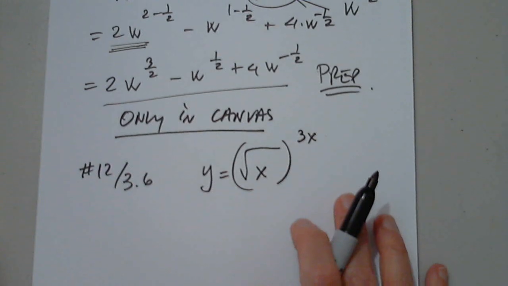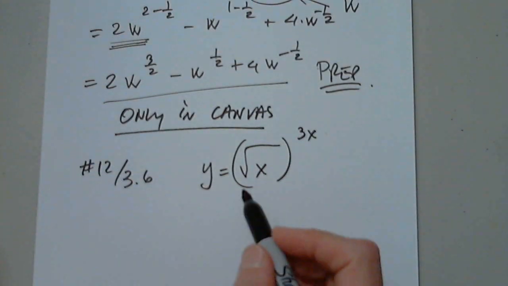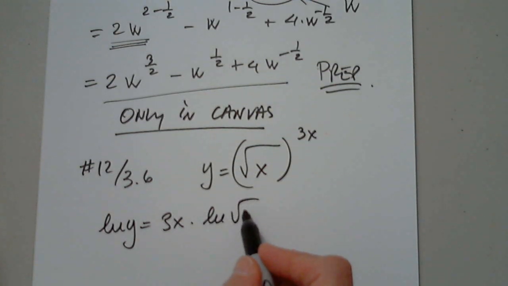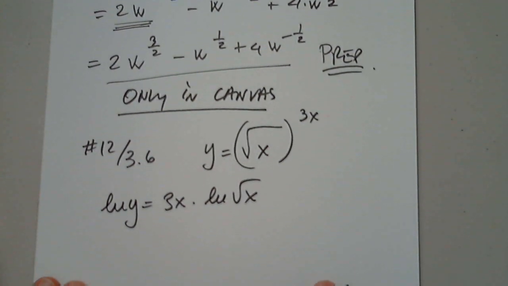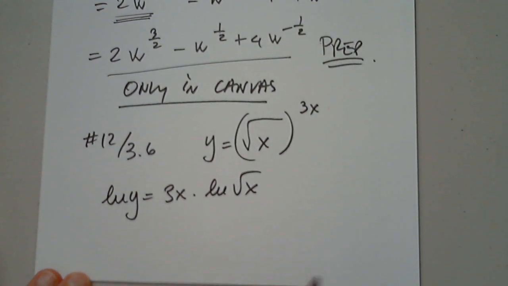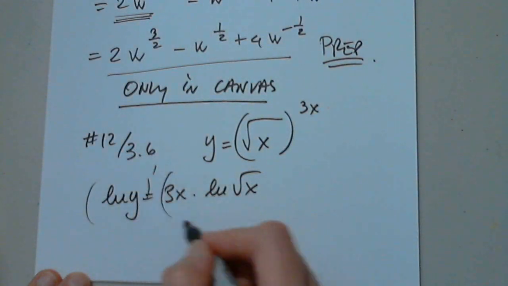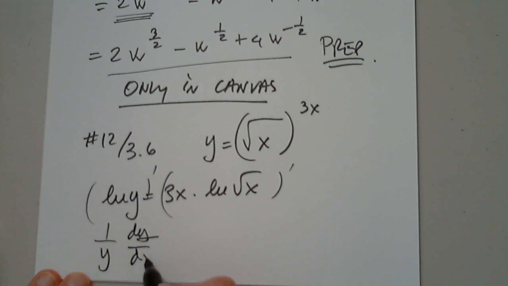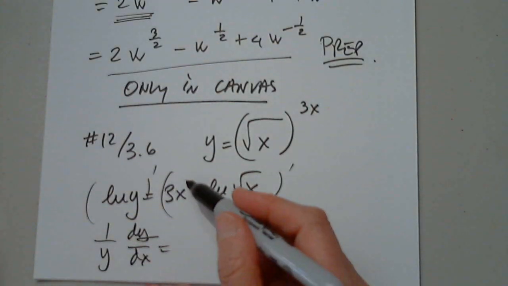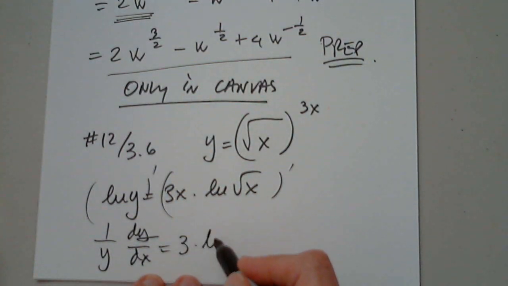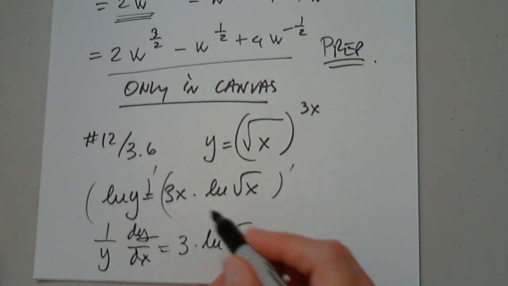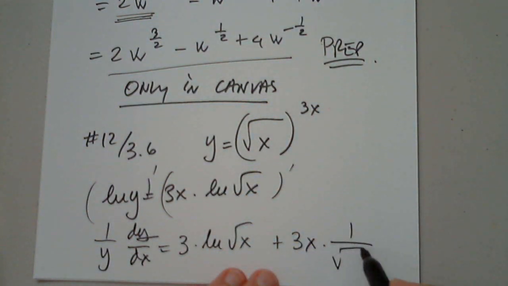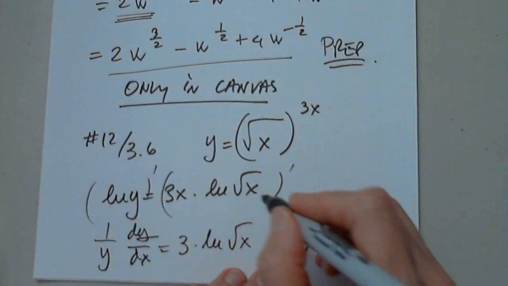Oh, perfect. Awesome. Okay. So first of all, we have natural log y, which is 3x times natural log of the square root of x. Is this step okay? Yes. Perfect. So now we're differentiating both sides. So this is 1 over y dy over dx equals the first function prime, which is 3, times natural log of the square root of x, plus 3x times natural log prime times the square root of x prime.